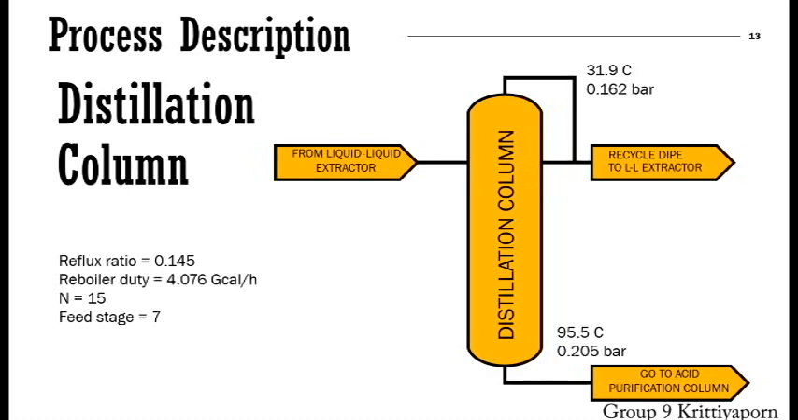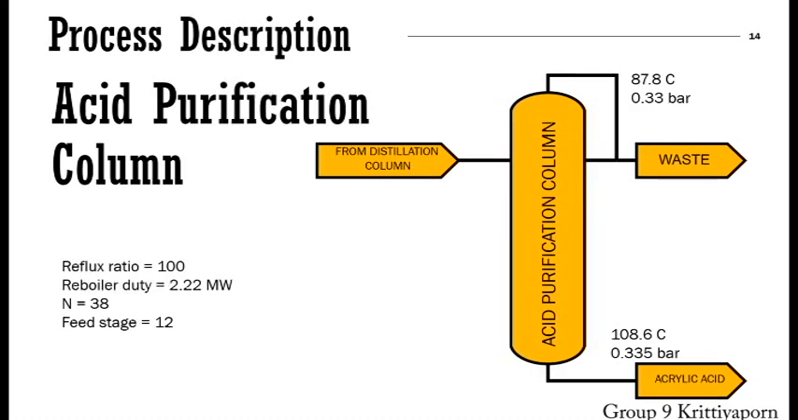Finally, the bottom product containing mostly acrylic acid and acetic acid is sent to an acid purification column. The top product from the acid purification column is dilute acetic acid and is treated as waste. The bottom product is high concentration acrylic acid, which is then cooled and sent to storage.